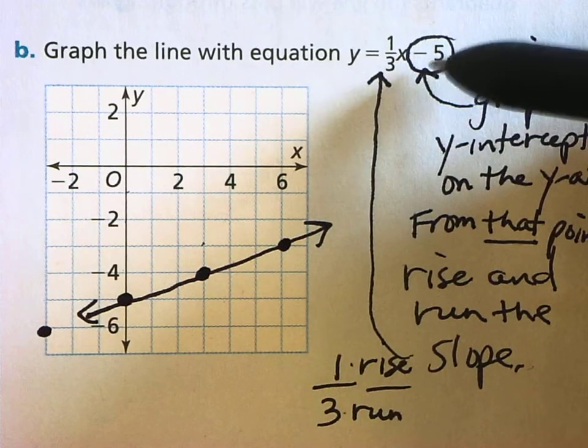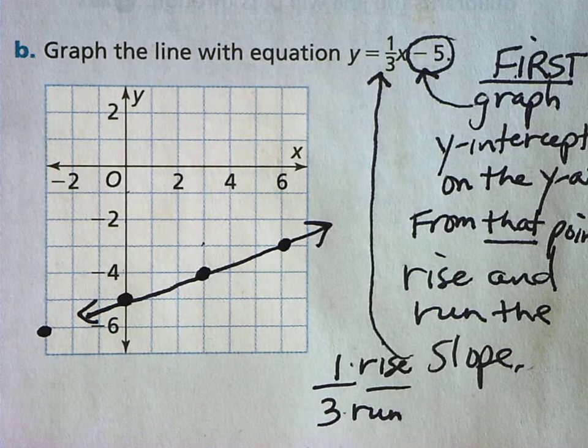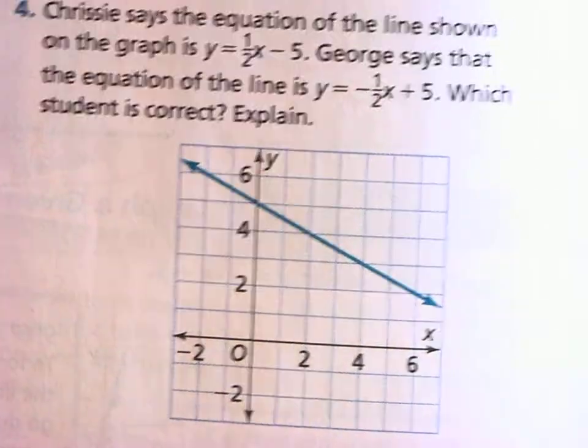Initial, where does the line start? Well, it starts at negative 5, and then you rise and run your slope. Okay, so let's practice that. So let's turn to page 144 and practice a few more of those.